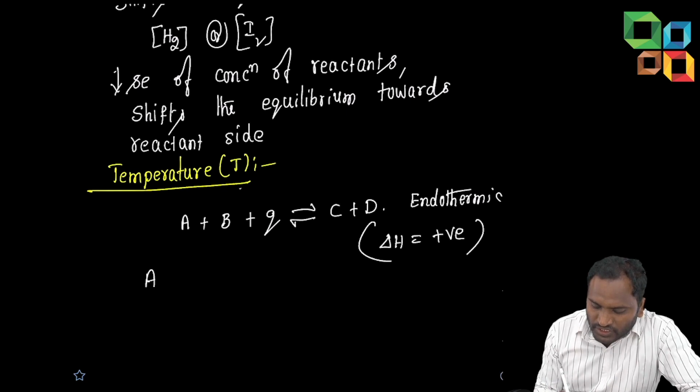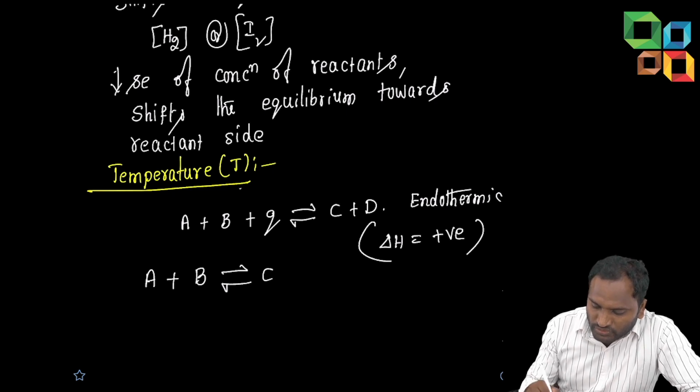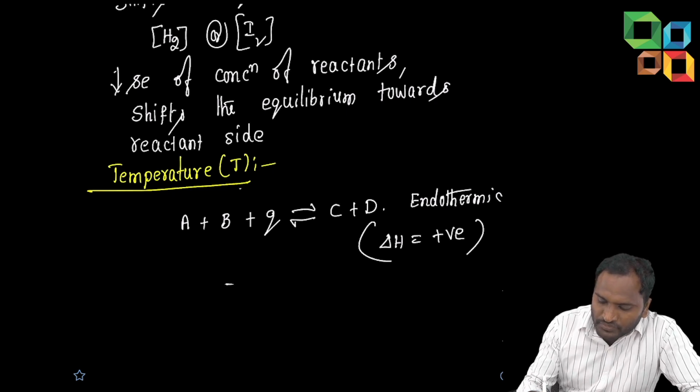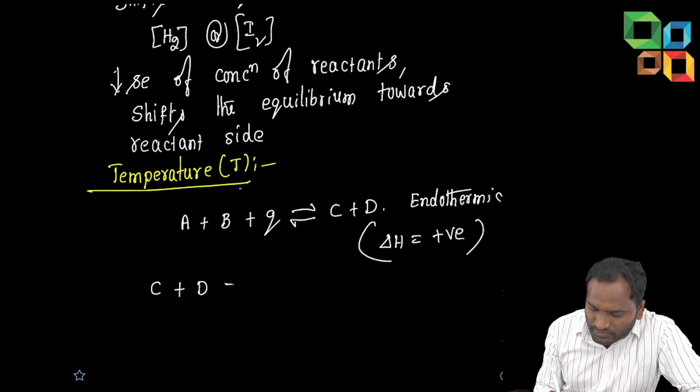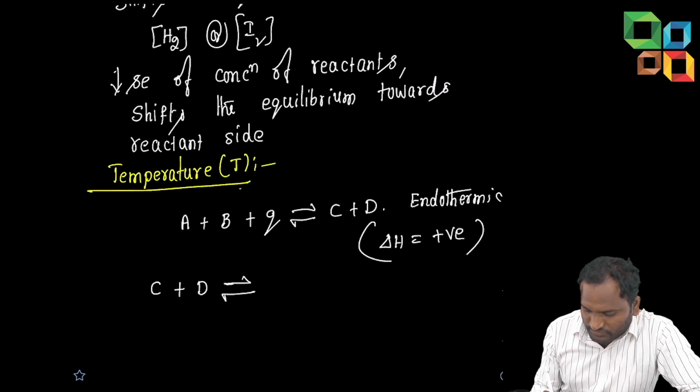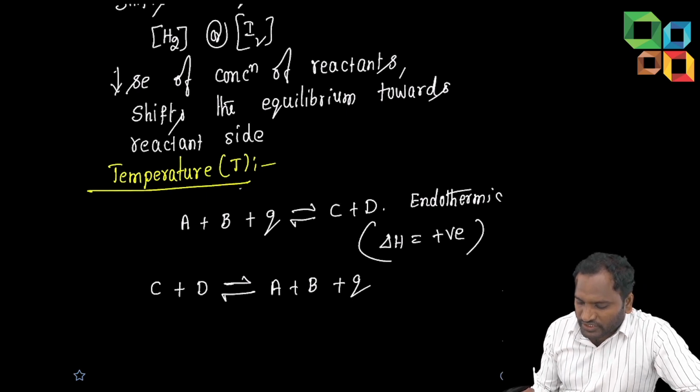Next one, A plus B is in equilibrium with C plus D. Suppose the forward reaction is endothermic, A plus B plus Q. The reverse reaction will be exothermic. Forward reaction is endothermic, so backward reaction is exothermic. Here delta H value is negative.